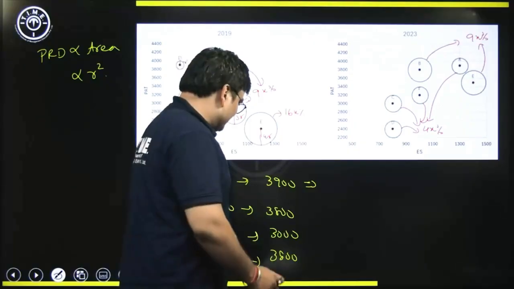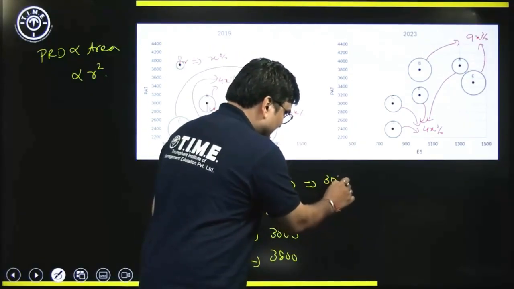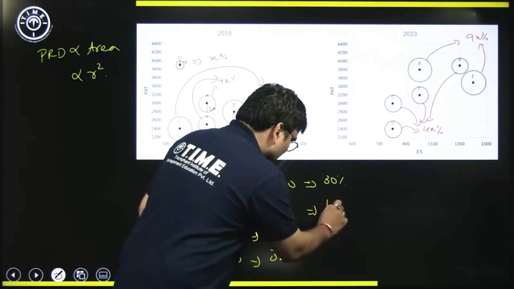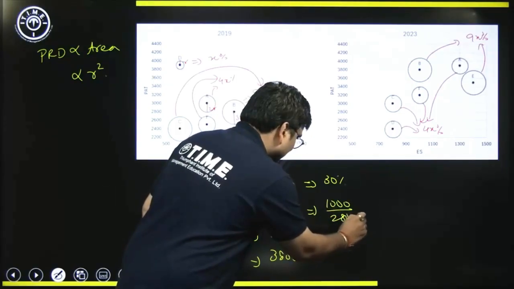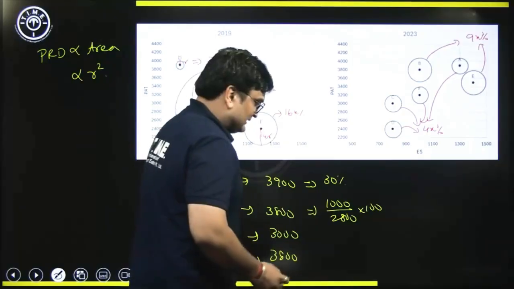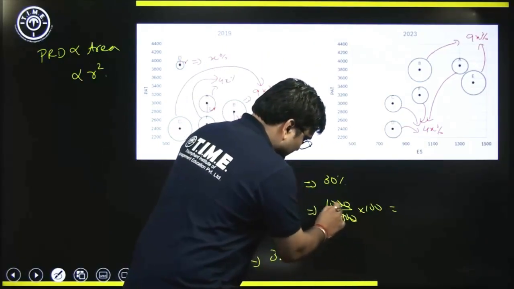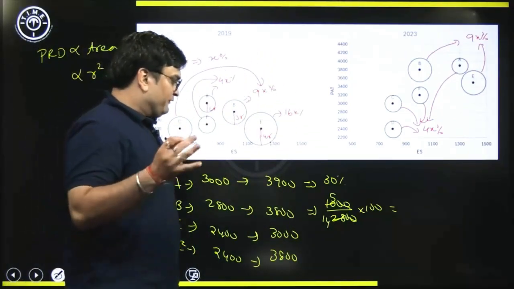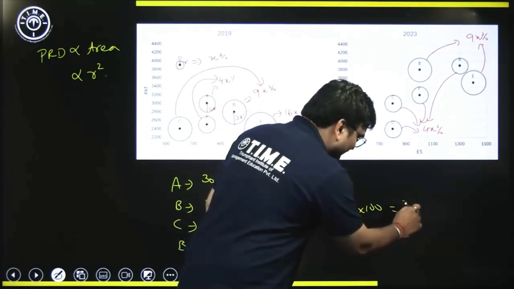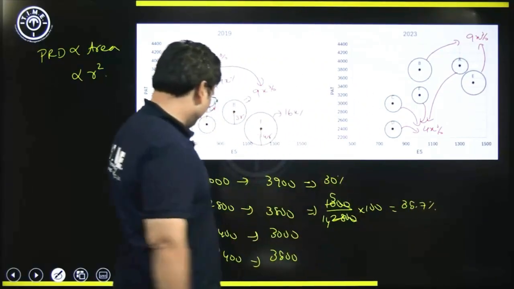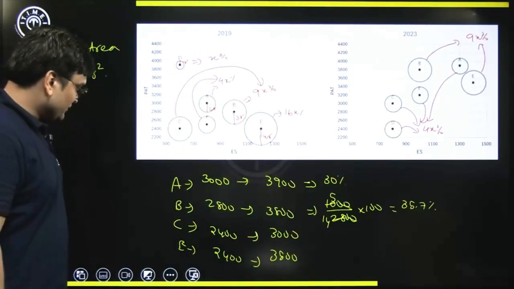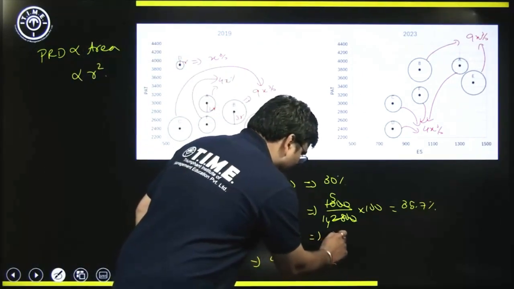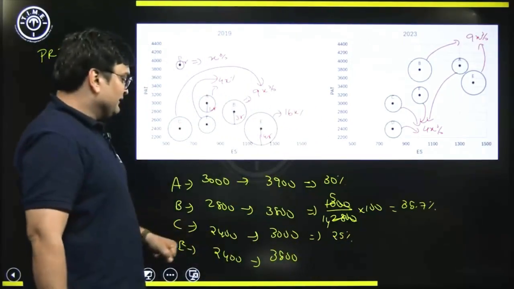From 3000 to 3900, the growth is 900 on 3000, which is 30% overall. What about B, 2800 to 3800? It's a 1000 increase on 2800, times 100. Simplifying, 1 by 14 is 7.14, so around 35.7%, higher than A. We want it to be the highest, please note. For C, an increase of 600 on 2400 is 25%. Look at E, an increase of 1100 on 2400.